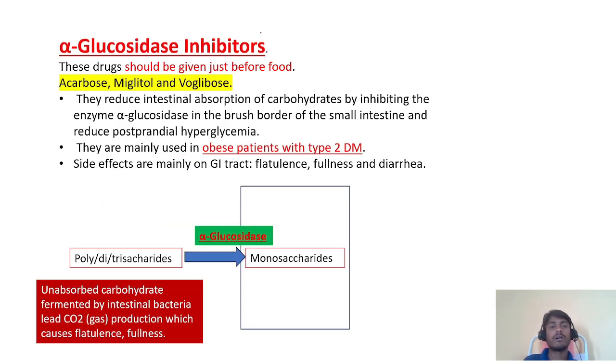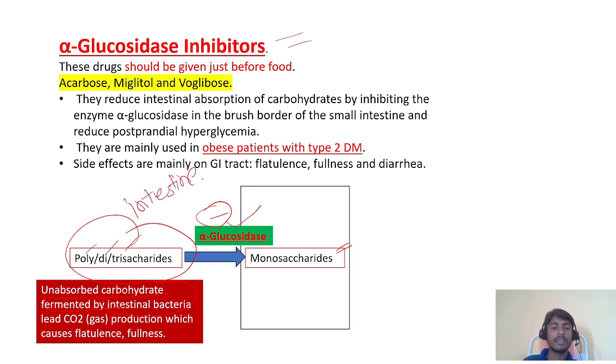Next comes the alpha glucosidase inhibitors. Poly-, di-, and trisaccharides are converted into monosaccharides in the GIT with the help of alpha glucosidases. So if you inhibit this enzyme, what will happen? There is no conversion of poly-, di-, and trisaccharides into monosaccharides. The unabsorbed carbohydrate remains in the intestine.